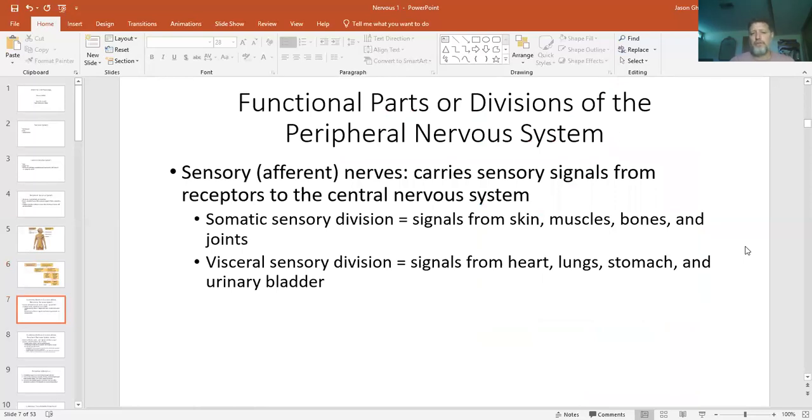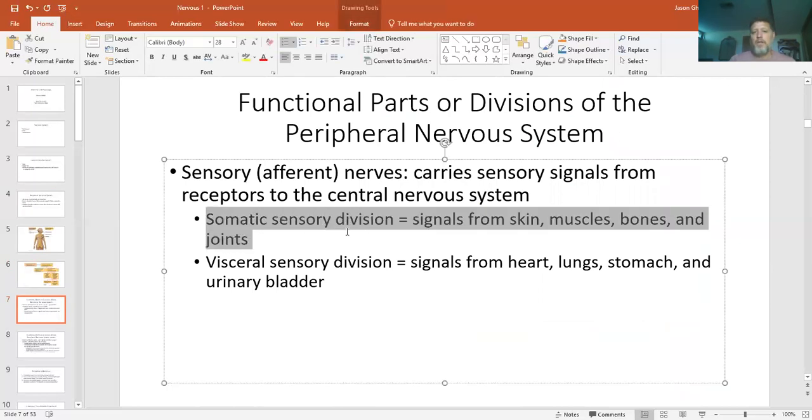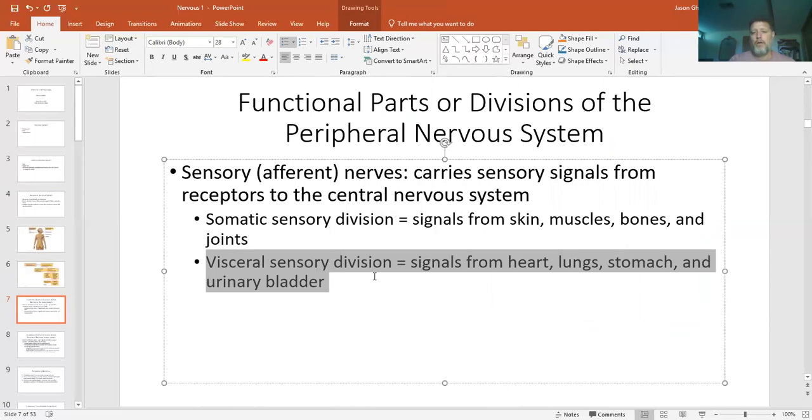All right, so these functional divisions of the peripheral. Again, sensory, these are the afferent, these are the ones that are coming in. Gets broken down into, again, like I said, the somatic, which these are the ones coming from our skin, our muscles, and bones. These are what we think about. And then we have the visceral, heart, lung, stomach, bladder. We don't consciously think about this. Okay, and that's the difference between.